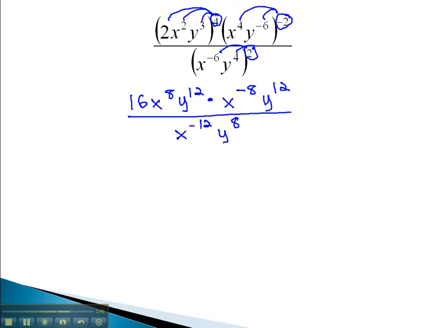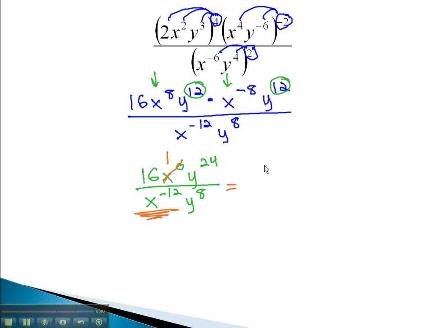Continuing to simplify in the numerator, we can combine our x's together, giving us 16x to the 0, adding the exponents, and combine the y's together, giving us y to the 24th, over x to the negative 12th, y to the 8th. Recall that x to the 0 is 1, and x to the negative 12th needs to move to the numerator. We now have 16 x to the 12th, y to the 24th, over y to the 8th.